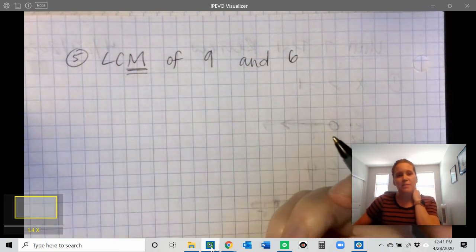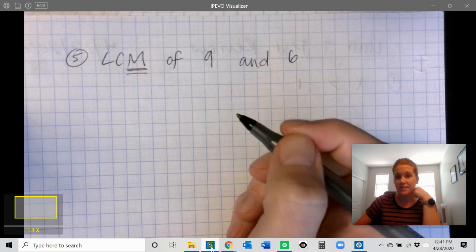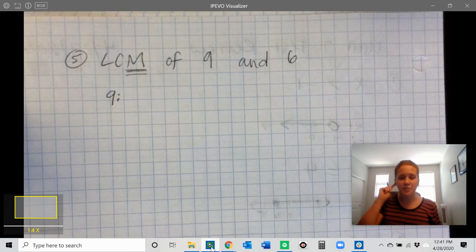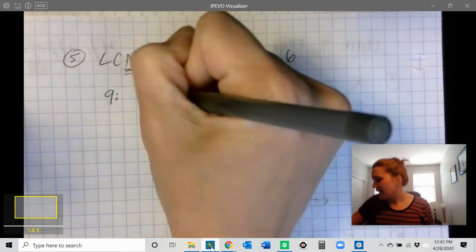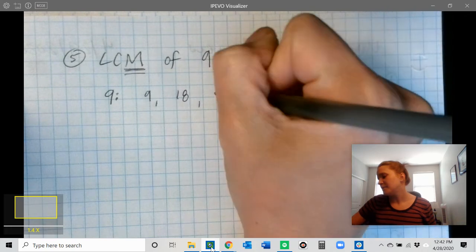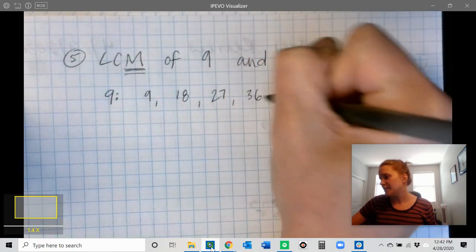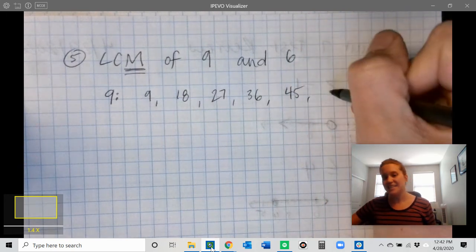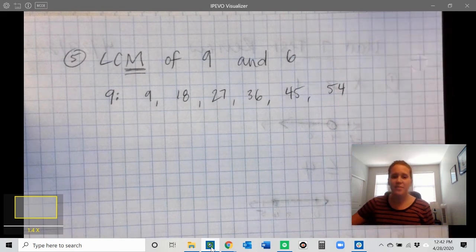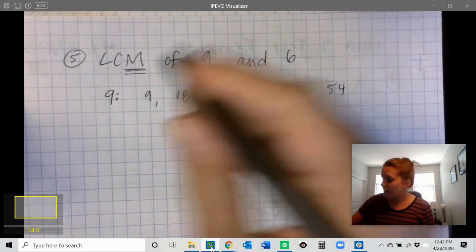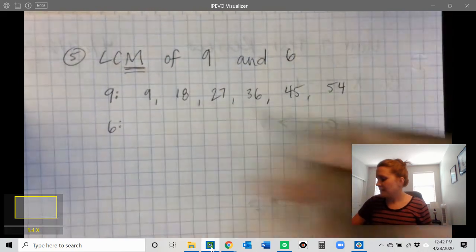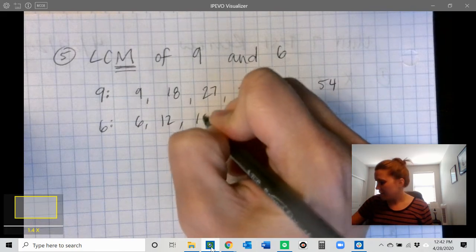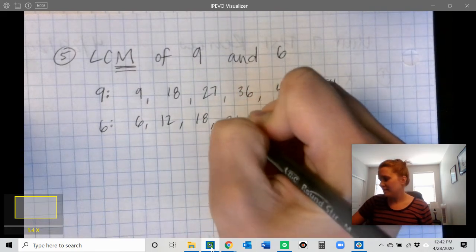So if I'm trying to find the least common multiple, I need to list multiples of 9 and 6. So let's go ahead and do 9. Remember, multiples is skip counting. Multiples is absolutely 9, 18, 9 times 3, 27, 9 times 4, 36, 9 times 5, 45, 9 times 6, 54. Okay, let's stop there and see if we can find the least common multiple, starting with multiples of 6. Ready? 6, 12, 18, 24.